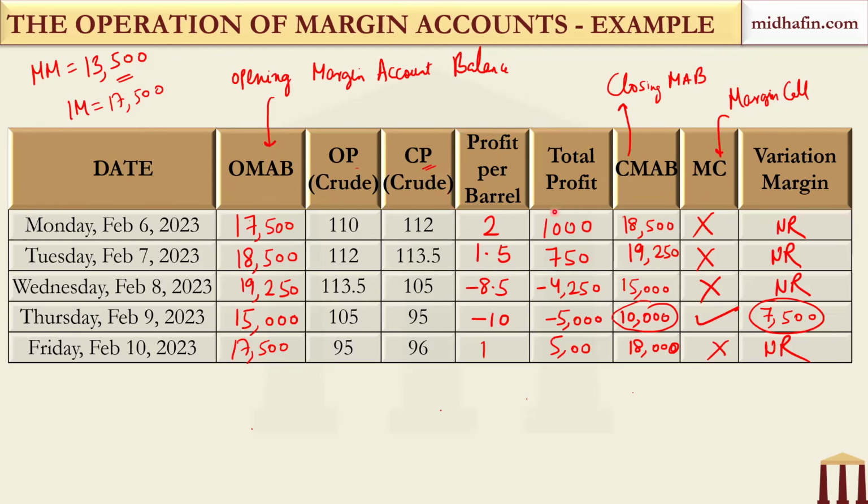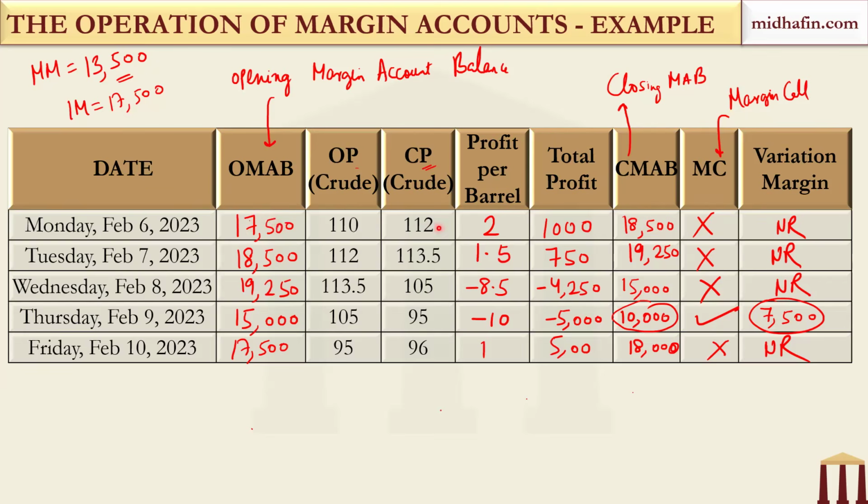Correct. Gap up, gap down. For the sake of simplicity, we are just assuming that the opening price is the same as the closing price on the previous day, which means that the opening margin account balance is the same as the closing margin account balance on the previous day. Your initial margin was 17,500, so your opening margin account balance on the first day was 17,500.